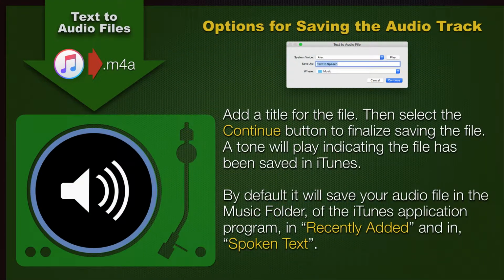Options for saving the audio track. Add a title for the file, then select the Continue button to finalize saving the file. A tone will play indicating the file has been saved in iTunes. By default, it will save your audio file in the Music folder of the iTunes application program, in Recently Added and in Spoken Text.